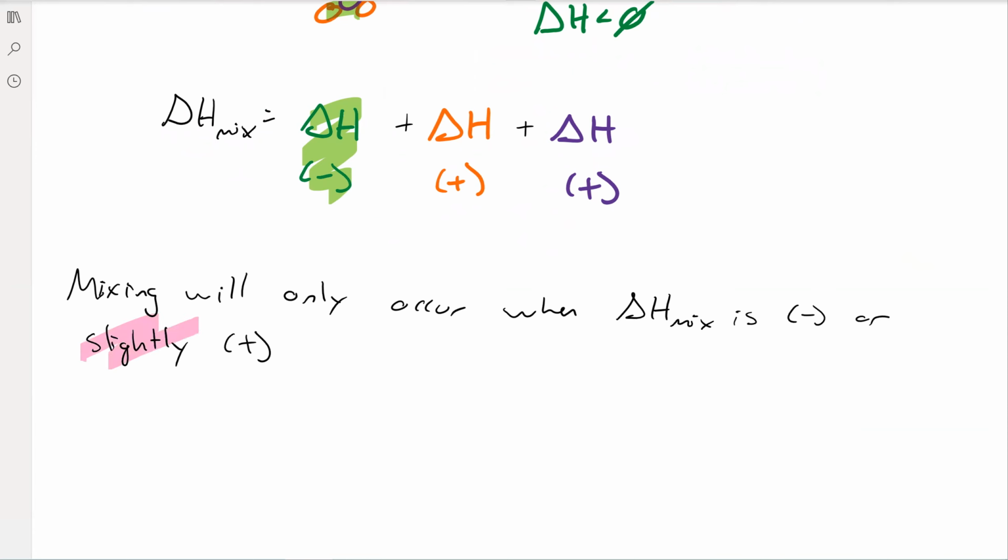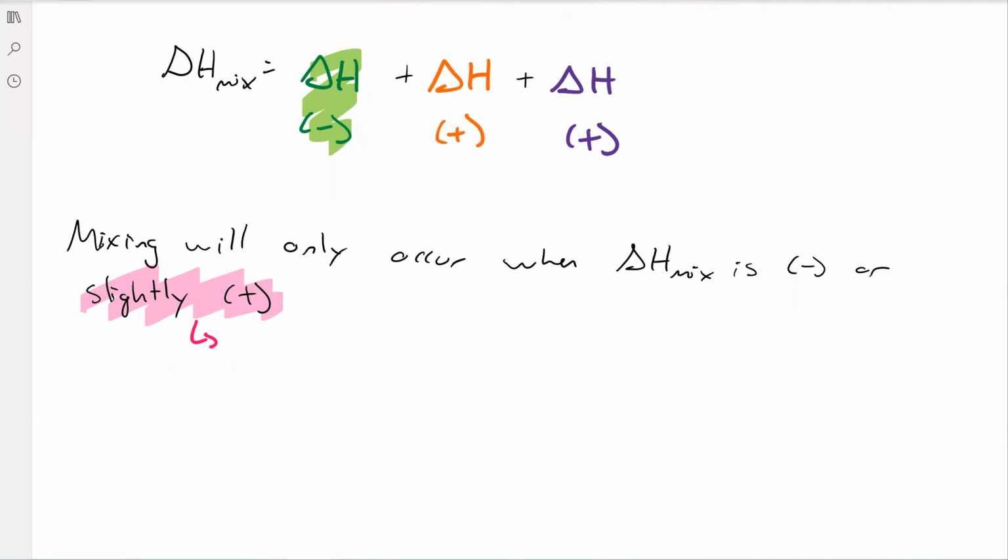And so you might be thinking, well, if it's slightly positive, it's an endothermic process. Shouldn't that kind of not happen? Well, endothermic and exothermic aren't the whole picture. This still happens due to entropy. And again, you'll learn more about entropy in Chem 102.